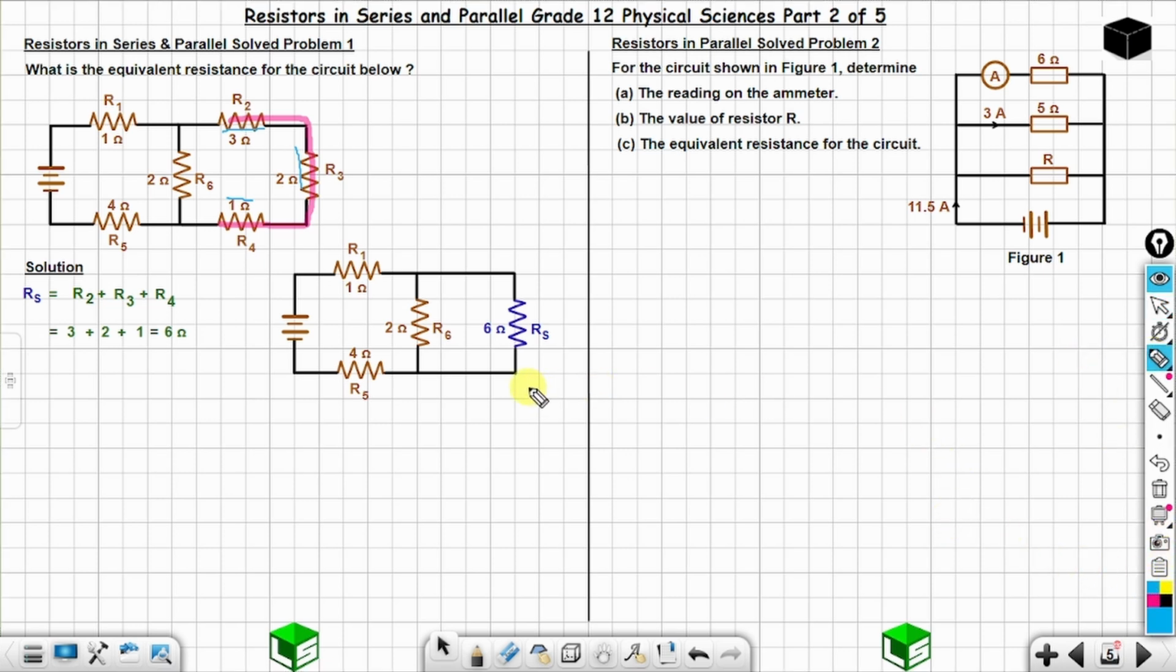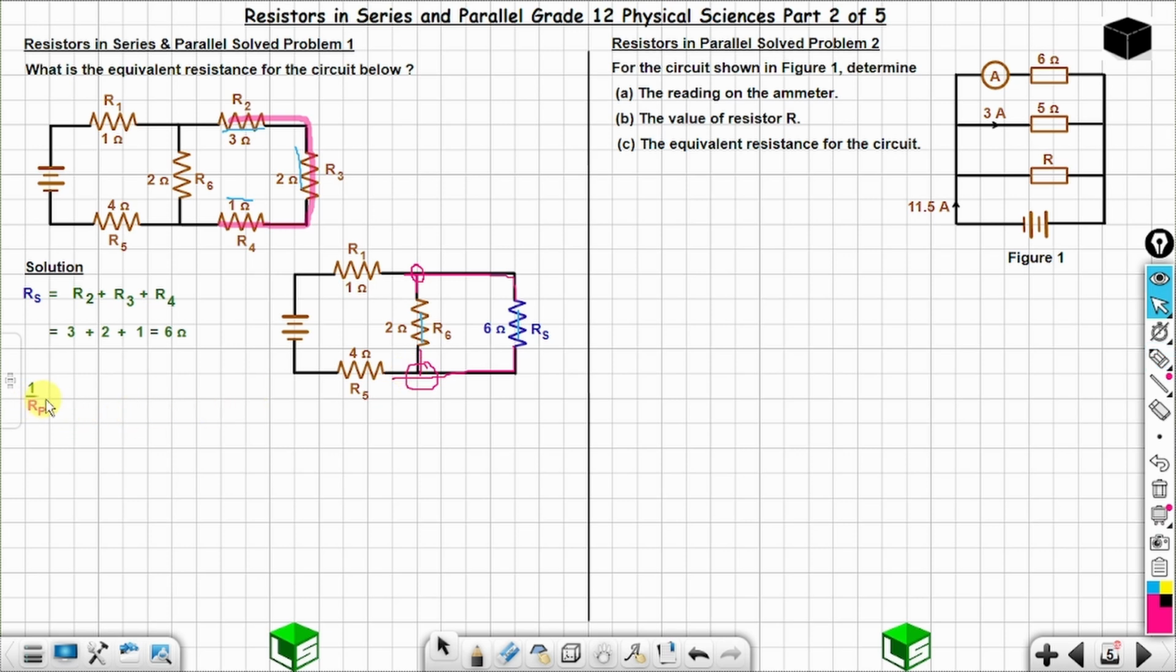Now, when you carry on, you have to notice again. Can you see this resistor and this resistor are connected in parallel? They are connected in parallel. You have to see that. In parallel, you have a splitting point. This is the splitting point. And then you have a joining point. This is the joining point. Splitting and then joining.